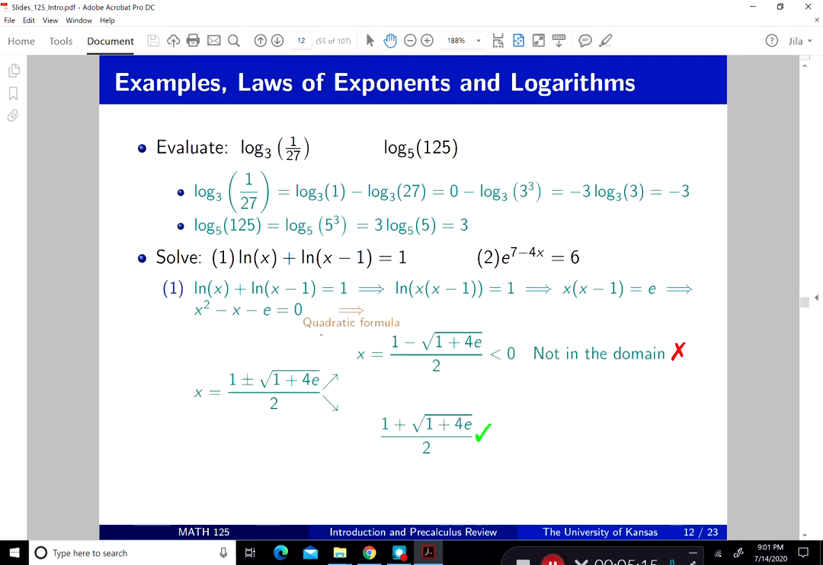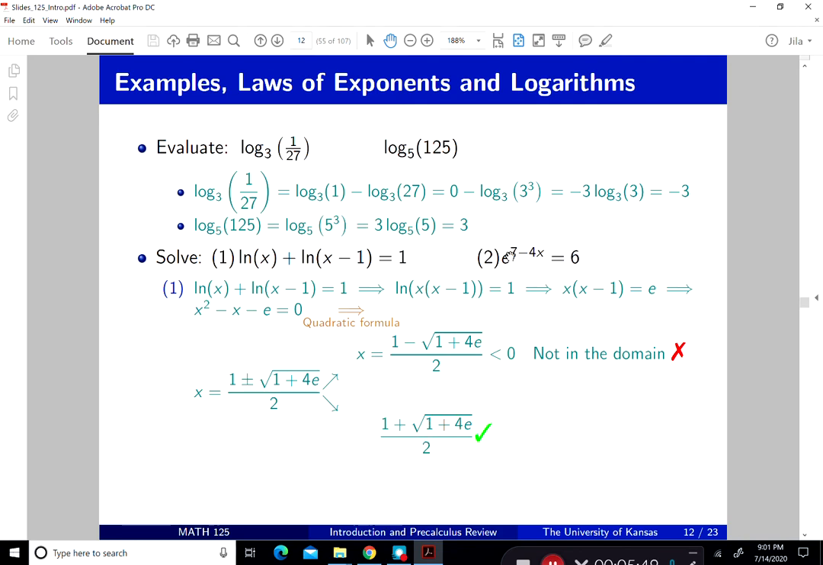Use the quadratic formula to find two solutions. One is 1 minus square root of 1 plus 4e, divided by 2. The other one is 1 plus square root of 1 plus 4e, divided by 2. Make sure that there is no extraneous solution. The first one actually is a negative value and cannot be plugged into the original. Therefore, the first one is not part of the domain, and the second one is the only solution.